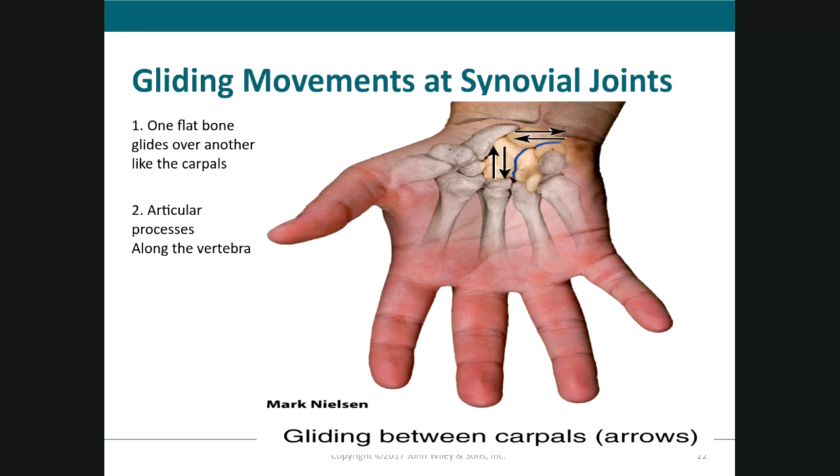So let's look at the gliding movement of synovial joints. It's just like one bone glides over the other. An example here would be the carpal joints. Also, we could see this in the articulating processes of the vertebrae.